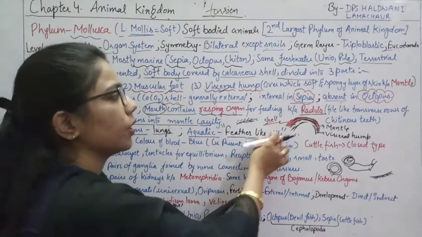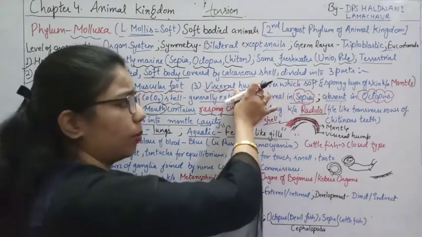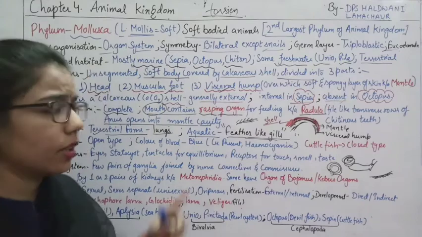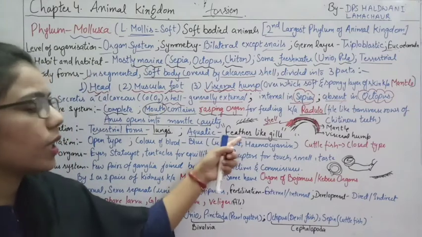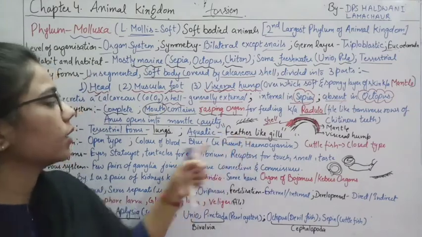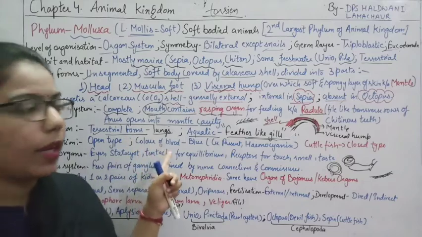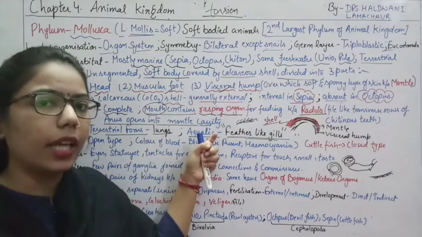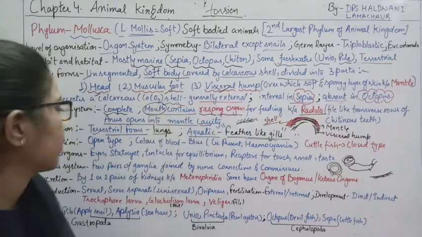ये gills कहाँ present रहती है? When we are talking about the visceral hump, the space which is present here in the mantle, वहीं पर ये gills भी present रहती है, और इन्हीं gills के through ये रेस्पायर करते हैं ऑल द एक्वेटिक एनिमल्स ऑफ मोलस्का.